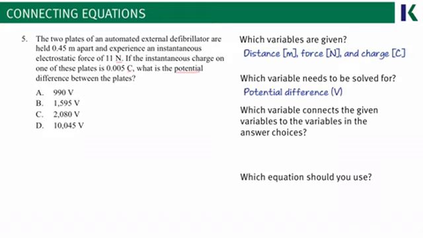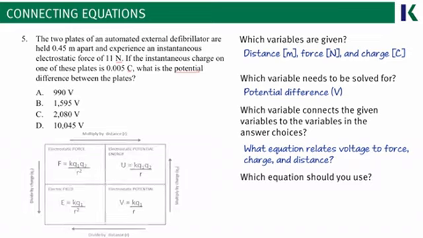Now, it may be challenging off the top of your head to identify what variable would connect the three that we've already been given, distance, force, and charge, to the one that we're looking for in the answer choices, potential difference. But let's use the table presented on the page to determine the relationships between these variables. So in the question stem, we were given a force, and ultimately we're being asked to solve for the electrostatic potential, or voltage. We were also given charges and distance. But to get from electrostatic force to electrostatic potential, let's see what changes we need to make to the equation.